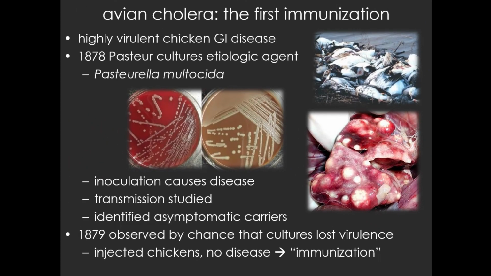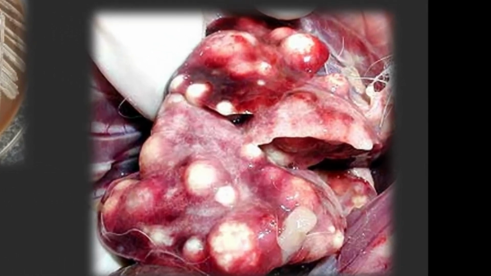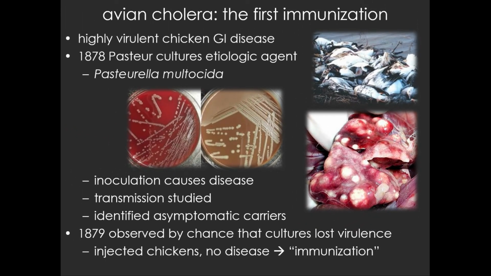But this disease causes massive die-offs of birds. It infects their gastrointestinal tract, the lungs. The picture you see here is multiple abscesses all over chicken lungs. So they're studying this disease. They realized that they could inoculate chickens with this particular microbe and cause disease, which you'll remember from Koch's postulates is a very important step in understanding the etiologic agent of the disease.